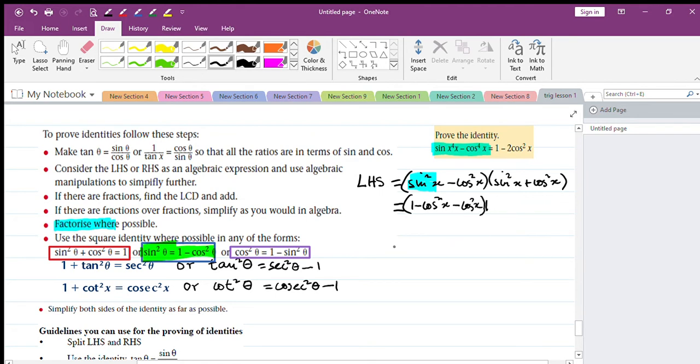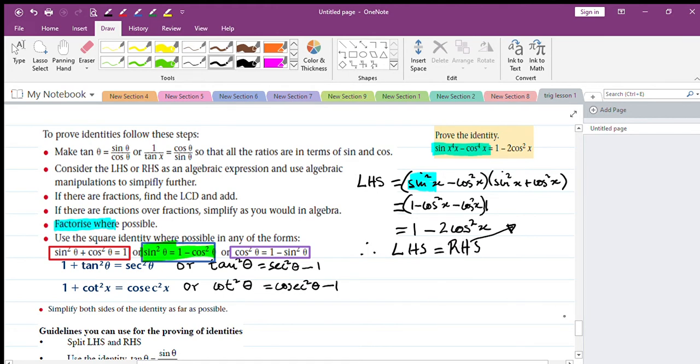Okay, now what do I have? I bring down this one, and negative cos squared x minus cos squared x is negative 2 cos squared x, and then it's done. Now you can see that the left hand side is equal to the right hand side. So I conclude that therefore the left hand side is equal to the right hand side.